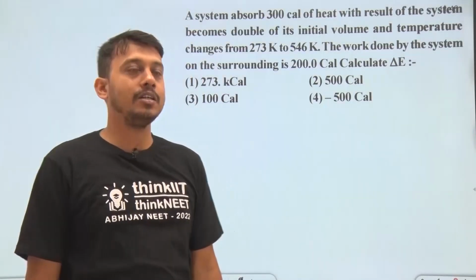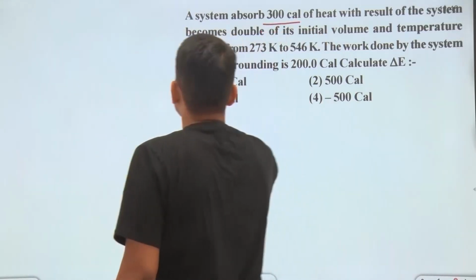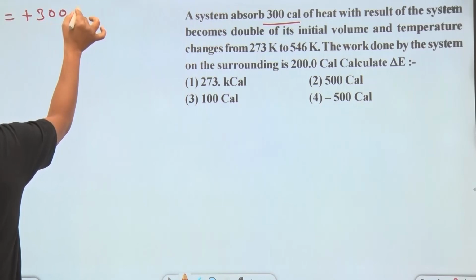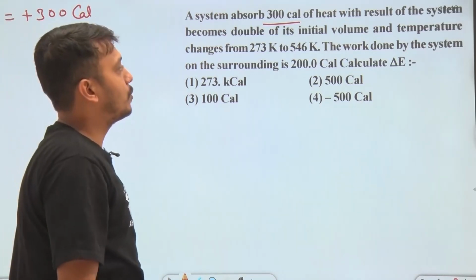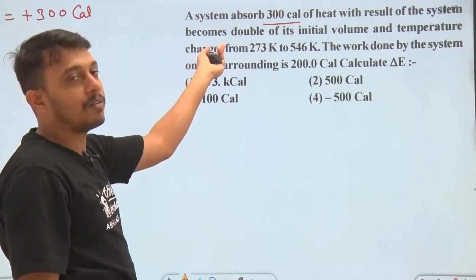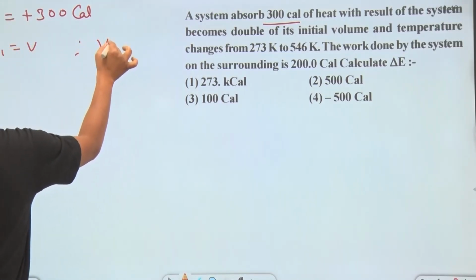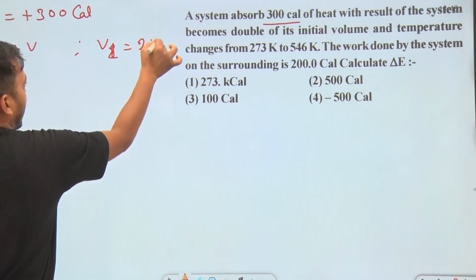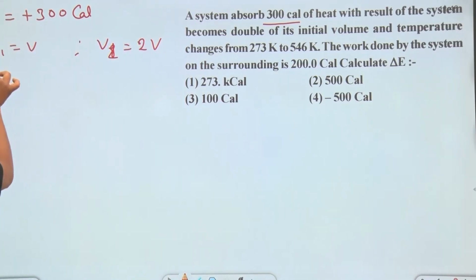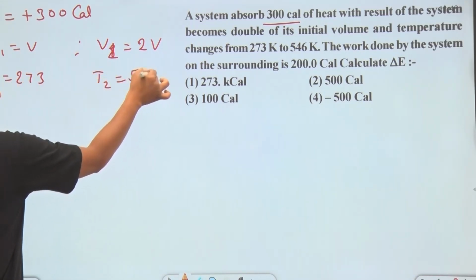So students, the next question here is from the thermodynamics chapter. A system absorbs 300 calorie of heat. So basically we have a system and it absorbs, it means the value of Q is plus 300 calorie. As a result, the system becomes double its initial volume. So let's suppose the initial volume is V and the final volume, V2, is 2 times the initial. And the temperature changes from 273 to 546, so T1 is 273 and T2 is 546 Kelvin.